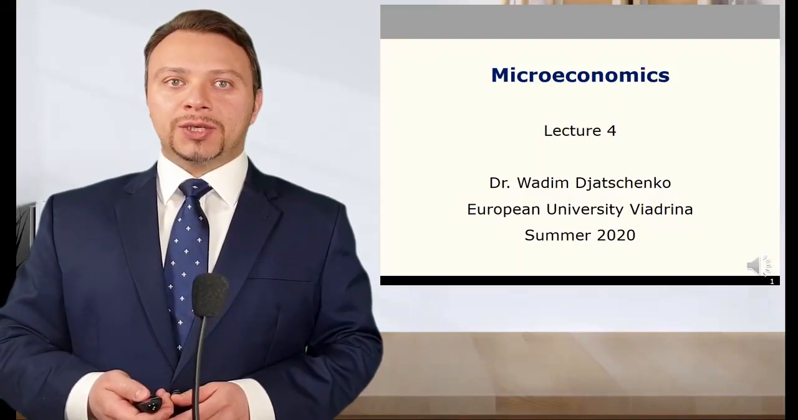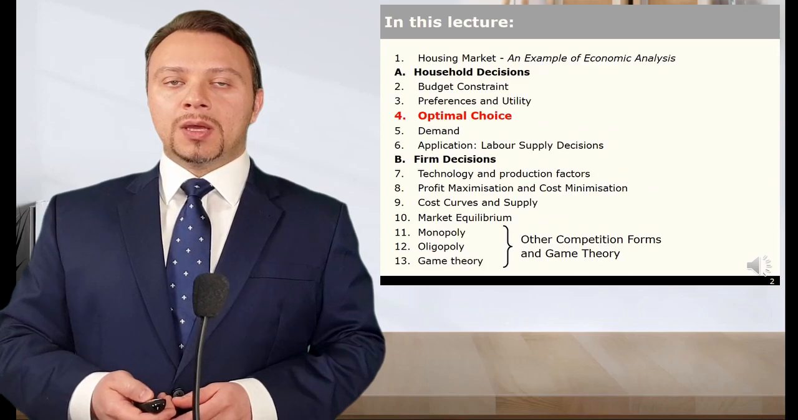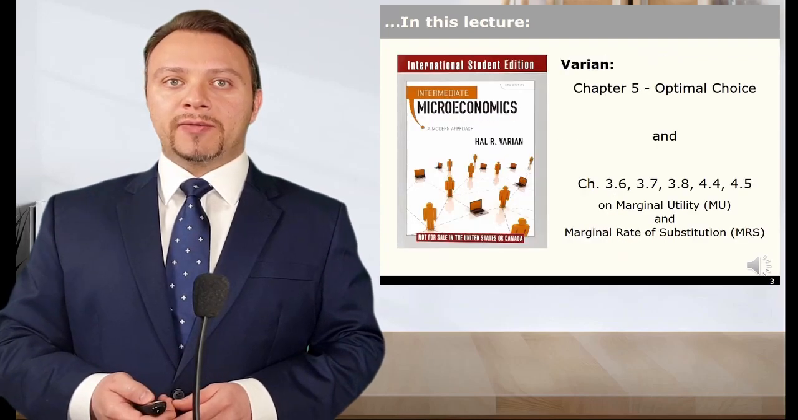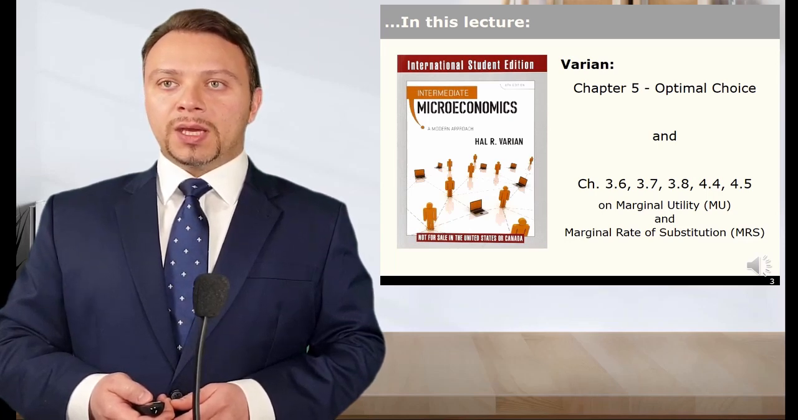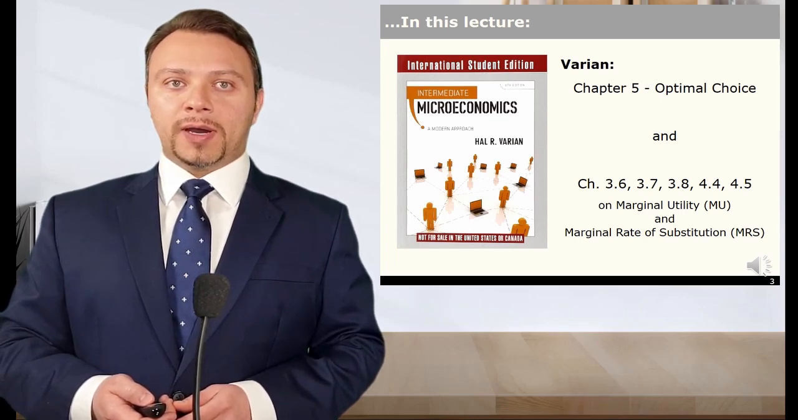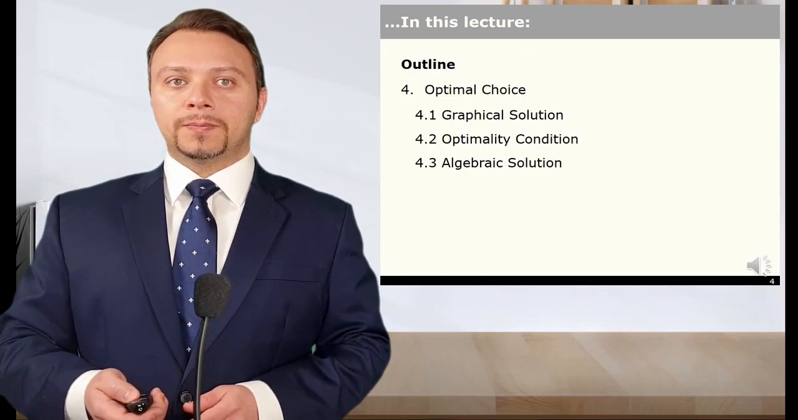Welcome to the fourth lecture in Microeconomics in summer semester 2020. Today we are going to deal with Chapter 4, the optimal choice of the household. The material we will cover today you may find in our coursebook Intermediate Microeconomics in Chapter 5, as well as in Chapter 3.6 to 3.8 and Chapters 4.4 and 4.5 on marginal utility and marginal rate of substitution.